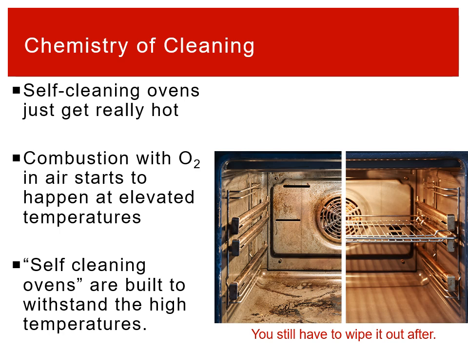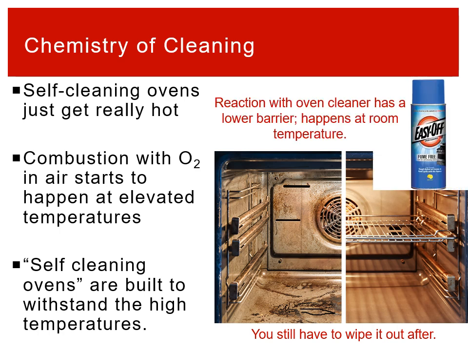You can't wipe out, say, this grime and stuff before it's burnt. It just cooks it and turns it into ash that you can then wipe out. It's the same reaction that oven cleaner does. And so it's the same idea. You're just using oxygen from the air in the case of a self-cleaning oven. That has a really high barrier. So you heat up your oven to 500 degrees Fahrenheit or higher, and you use that.